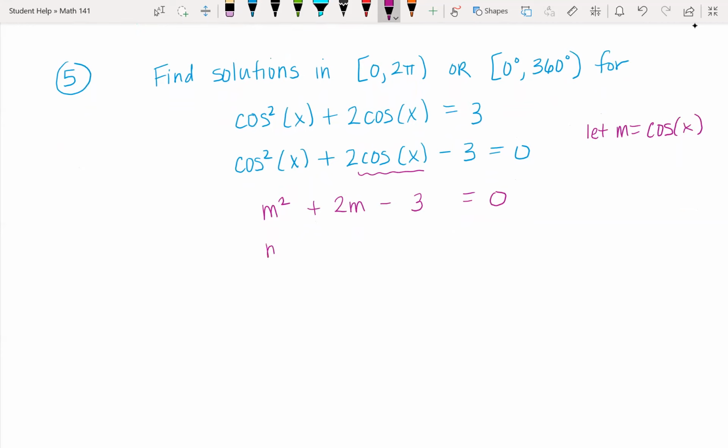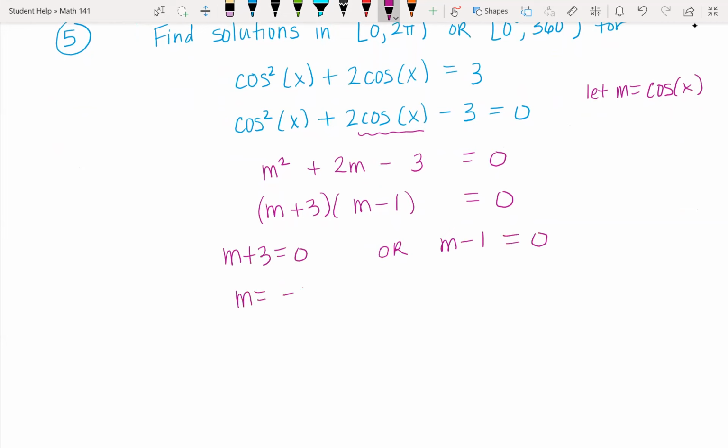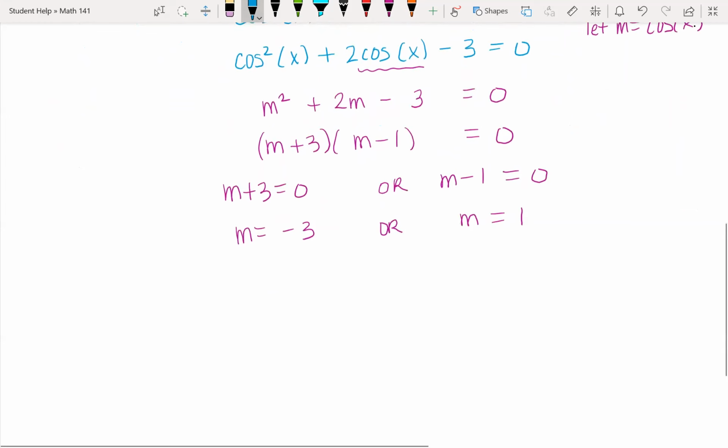This factors into m plus 3 and m minus 1. So then I'll split this into 2 equations, either m plus 3 equals 0 or m minus 1 equals 0. So m is -3 or m is equal to 1. Now going back to my original variable, we put that in the place for cosine. Cosine of x equals -3 or cosine of x equals 1.